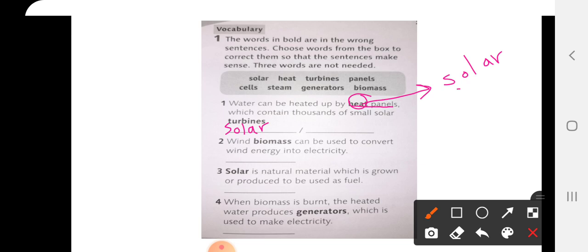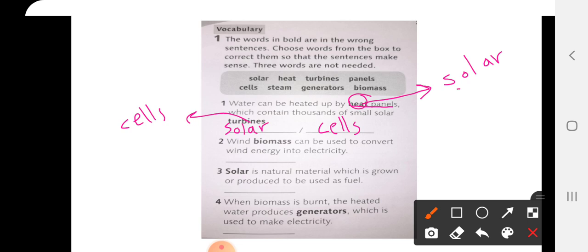Okay? What about solar turbines? Is it correct to say solar turbines? No, it has to be what? Solar cells. Okay, so turbines, it must be cells. Okay? Now let's say the next one.